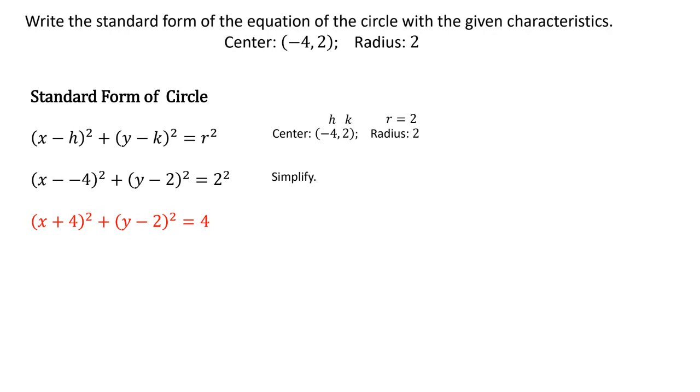This is the answer that the computer wants, and this is in standard form. This is in x minus h squared plus y minus k squared is equal to our radius squared. Okay?